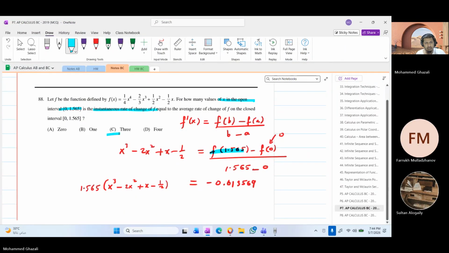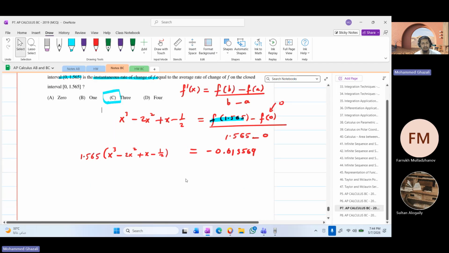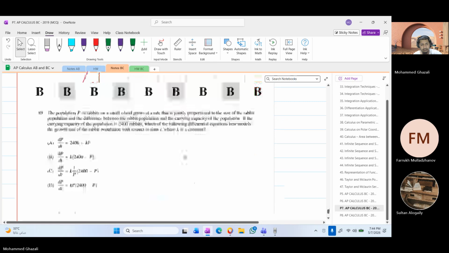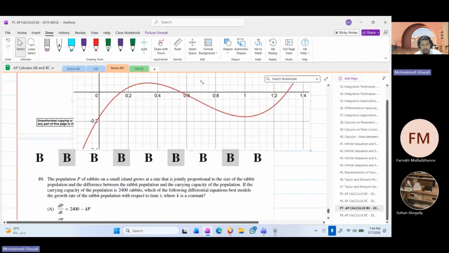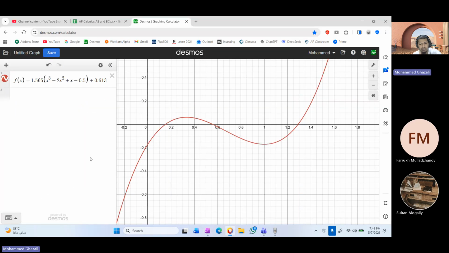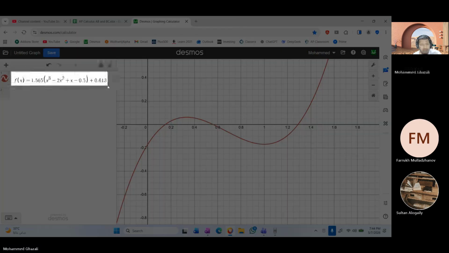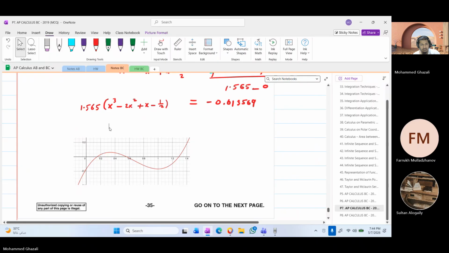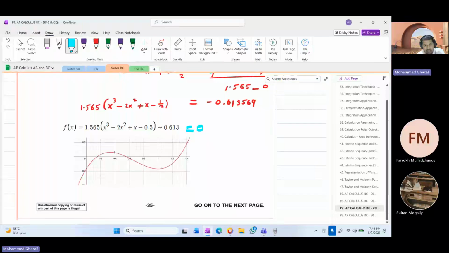That's all they ask you for. They didn't ask you for the actual solution. They just asked you how many solutions there are. So you can see there's 3 solutions, and you can have a look at that function there. And what did I type in Desmos? Let me put that as well, so you know what to type. Remember, I'm making the function equal to 0 because I'm bringing that over. So basically, I'm looking for x-intercepts: 1, 2, 3.